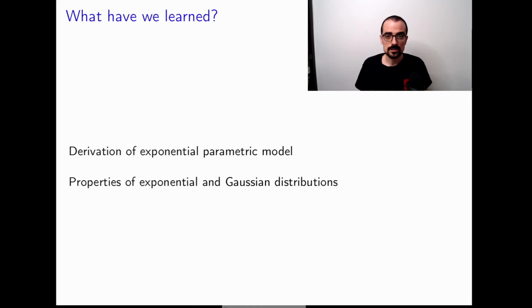Okay, so what have we learned? We have derived the exponential distribution, and we have described several properties of the exponential and Gaussian distributions. And then we have seen that they fit real data pretty well.